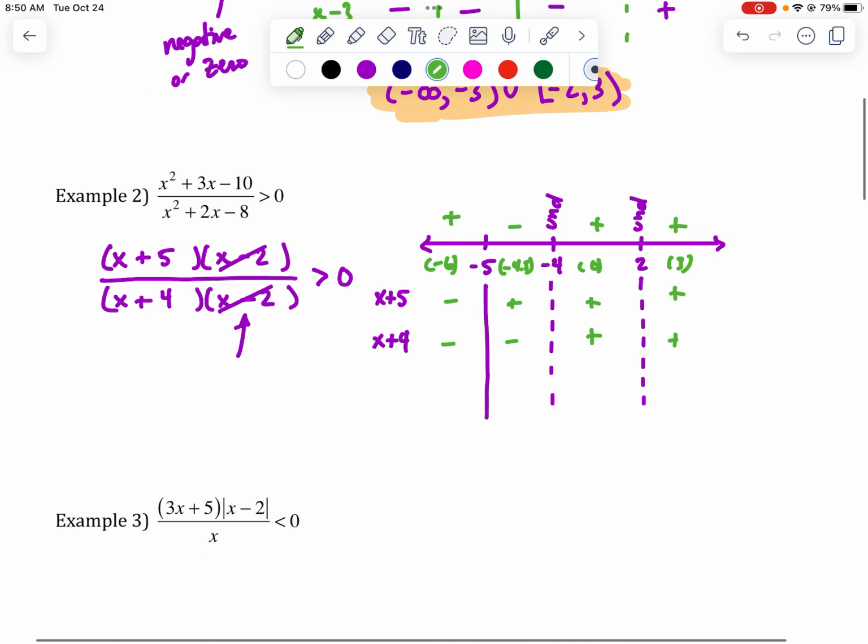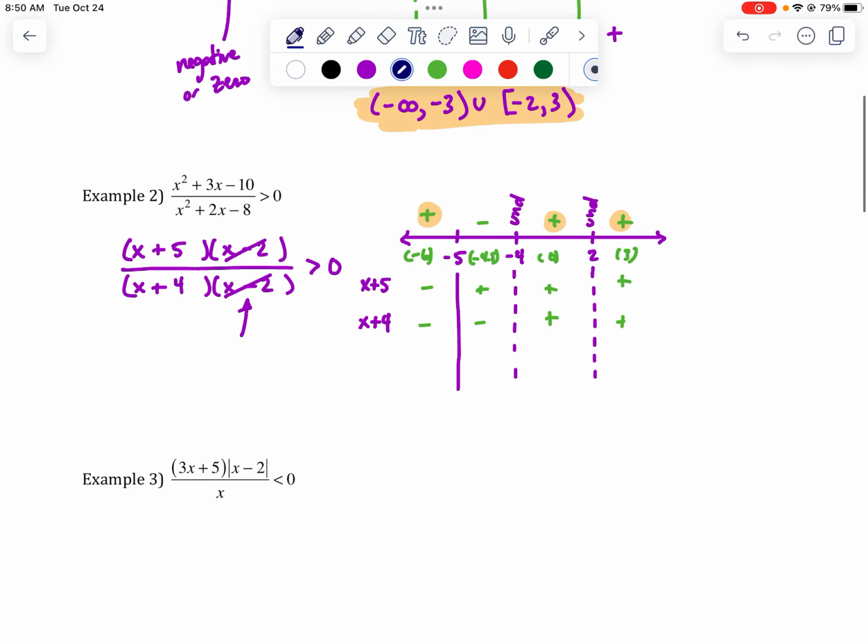So I want to know when it's greater than 0. Right? So greater than 0 is going to be where is it positive? So that's here, here, and here. So again, because we took the time to put the 2 on there, it helps us then when we're reading our answer, right? So this is going to be from -infinity until I get to -5, right? It was positive there. I don't need to include the -5 because I just wanted to know when it was greater than 0, so I don't need to include it this time. And then it's also positive from -4 to 2, and then from 2 to infinity.